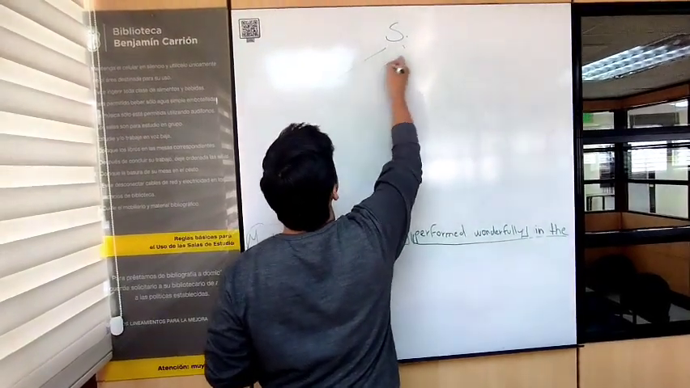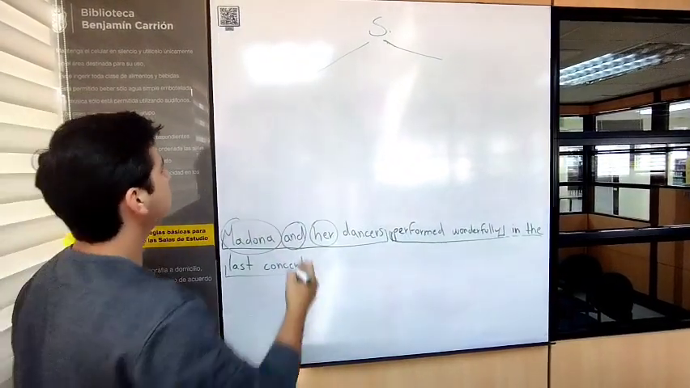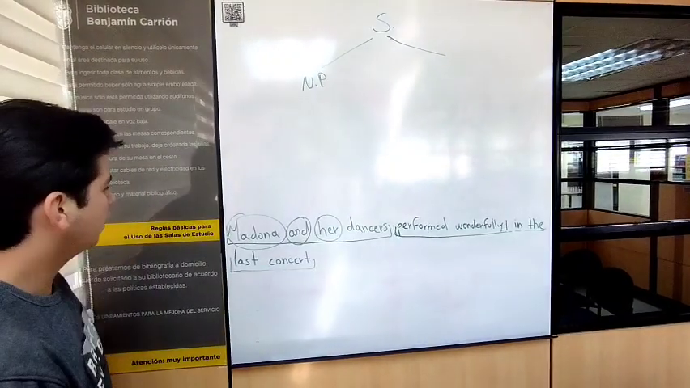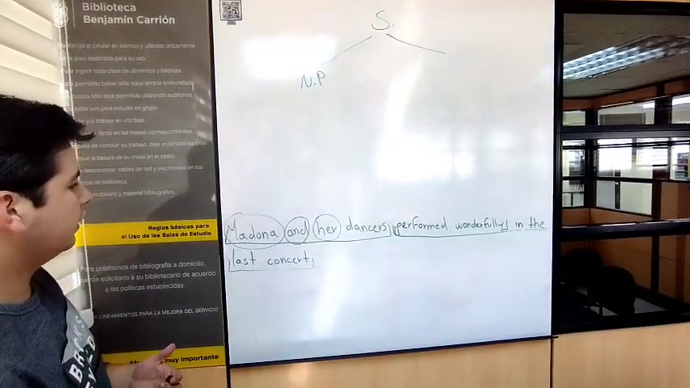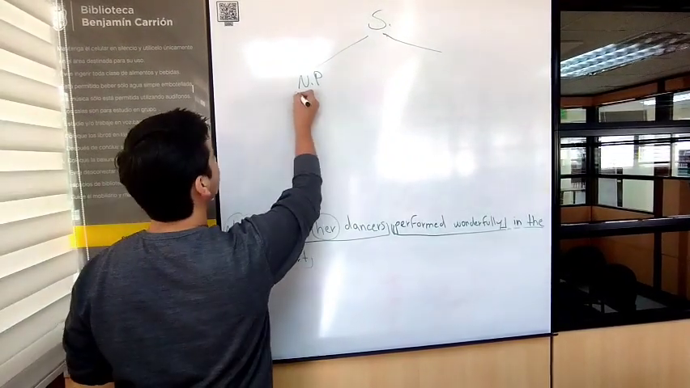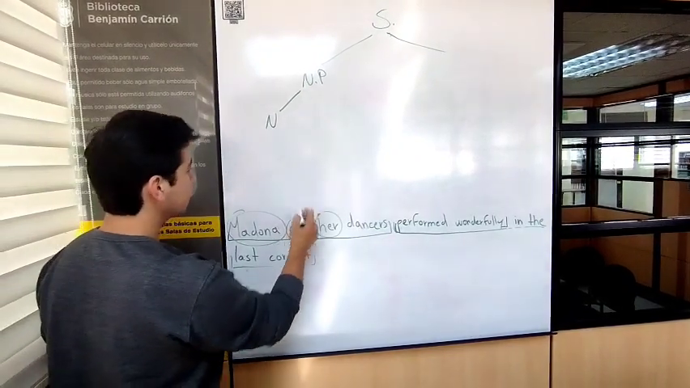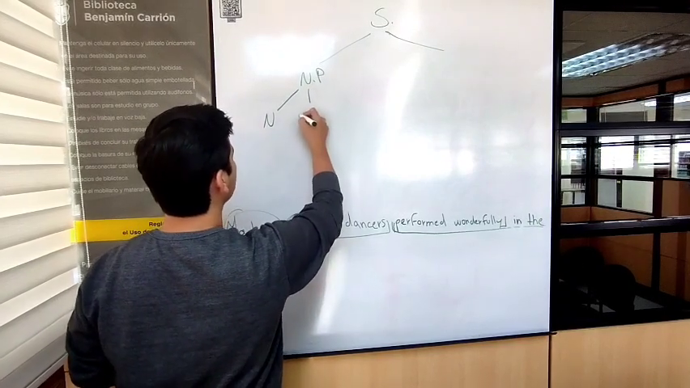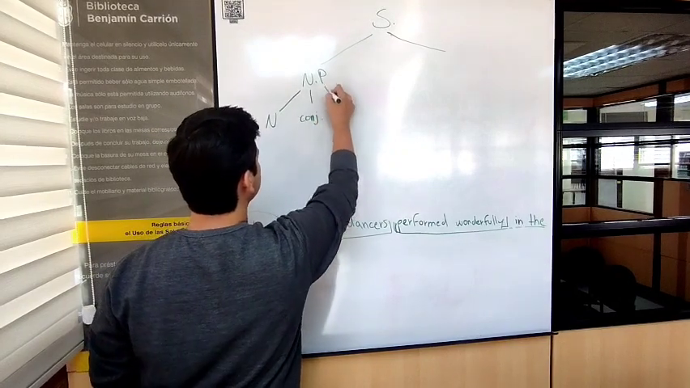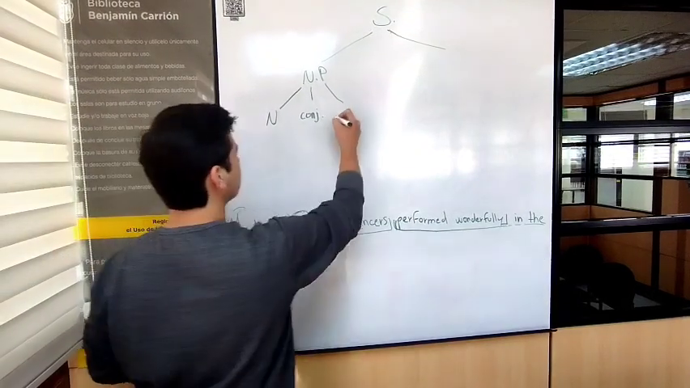So let's analyze the first part, which is Madonna and her dancers. So we have a noun phrase here, okay? Then we're going to subdivide it into three main parts. The first one, Madonna, is a noun. The second one, the word and, is a conjunction. And the third one is going to be subdivided into a new noun phrase.